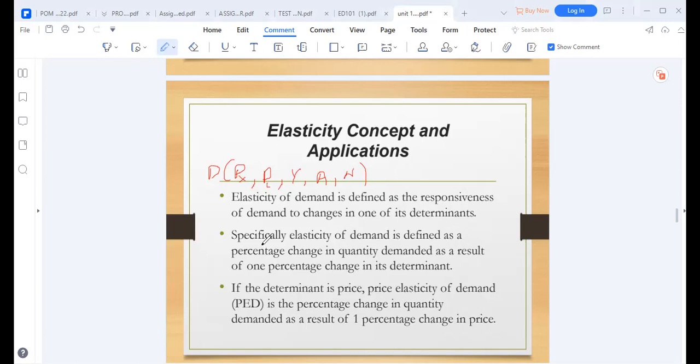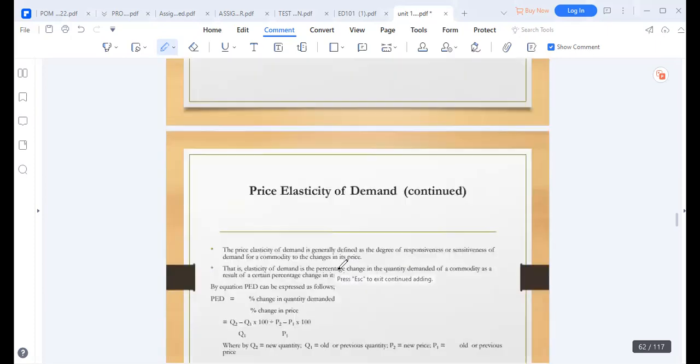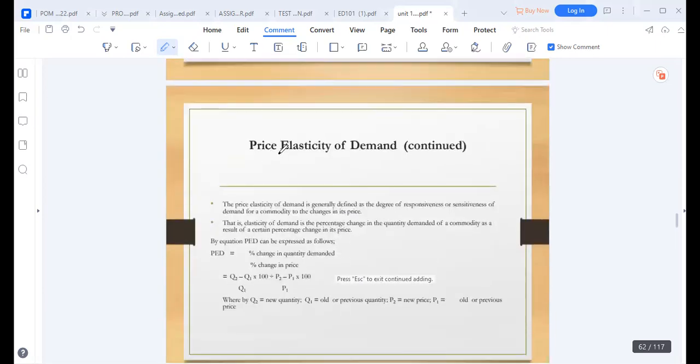So we're going to look at what is called price elasticity of demand. So the types of elasticity are as follows. Price elasticity of demand or own-price elasticity. We also have cross-price elasticity. We also have income elasticity of demand. So these are the three elasticities that we are going to look at. So let's start with price elasticity of demand.